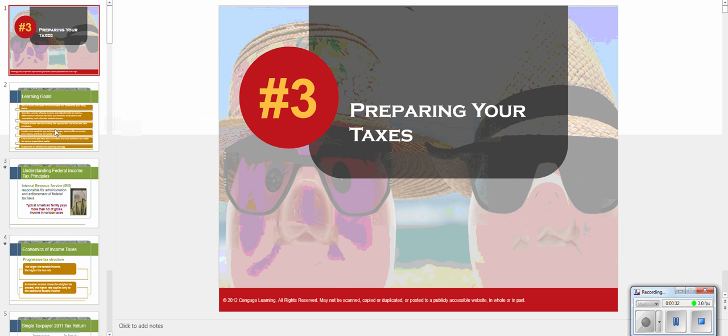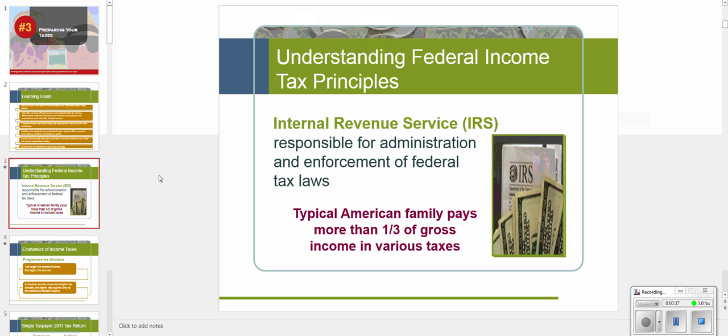are for the chapter. The first one we want to look at is understanding your federal income tax principles. When you look at it, the Internal Revenue Service, which I know y'all have all heard of, is known as the IRS. It's responsible for the administration and enforcement of federal tax laws. It tells you the typical American family pays more than a third of gross income in various taxes. So the average family pays a third of their gross income in various taxes. And that's kind of scary.